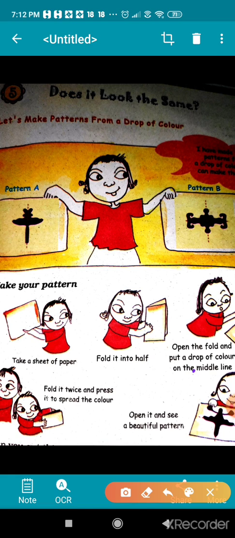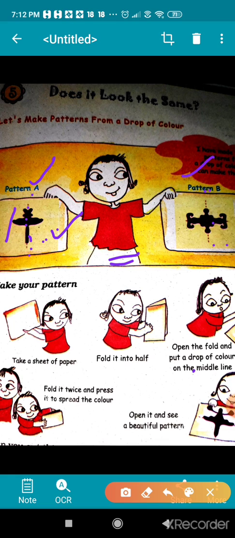Children, here on this page you can see this girl has made two patterns, pattern A and pattern B. Here you can see in between a dotted line is there. If you see this right side and this left side, what do you find? You find that both sides are identical.